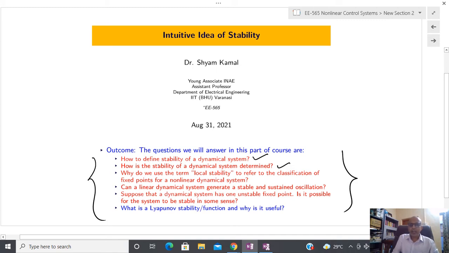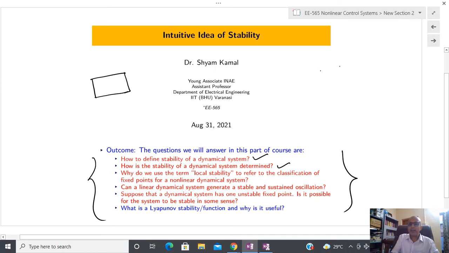One more important point I am going to highlight here using the third point: whenever we are talking about a linear system, what is the property of a linear system? Either we say the equilibrium point is stable or the whole system is stable, both have exactly the same meaning. But in case of a nonlinear system, that is not the case. Why? Because I have more than one isolated equilibrium point.